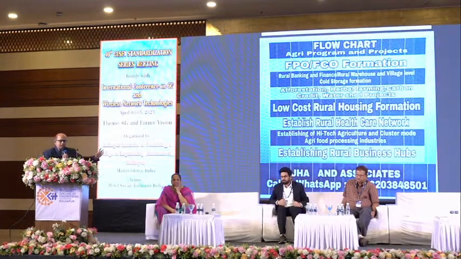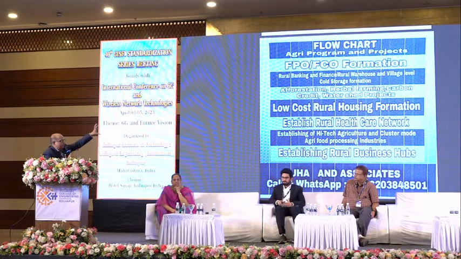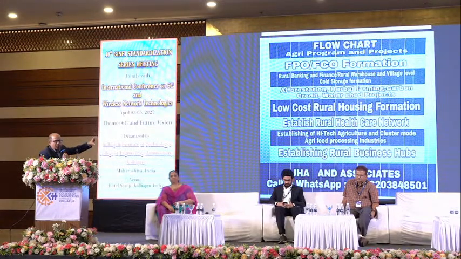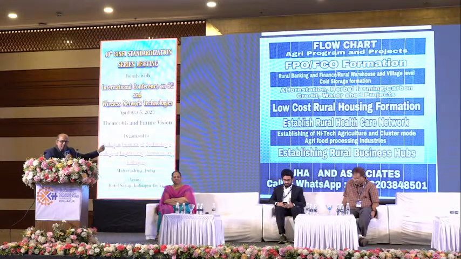This is the simplified agribusiness initiative mainframe developed by Jha Associate after rigorous and intensive research work over 6 years. We have simplified it step by step, from APU and APSU formation, because it takes time. Time is very limited, so each point is very important. The second step is rural banking, finance, rural warehouses, and village-level cold storage formation. The third step is afforestation and herbal farming.